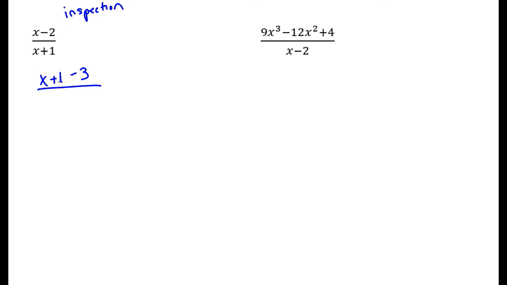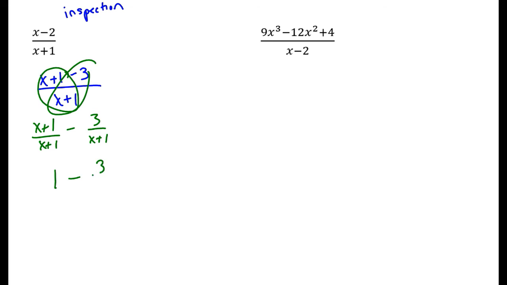I just have x plus 1 minus 3. If you combine those like terms, what happens? It becomes x minus 2 again. So I just changed the way it looked. Now, I'm going to divide by x plus 1, so x plus 1 over x plus 1, minus 3 over x plus 1. Well, x plus 1 divided by x plus 1 is 1, minus 3 over x plus 1.